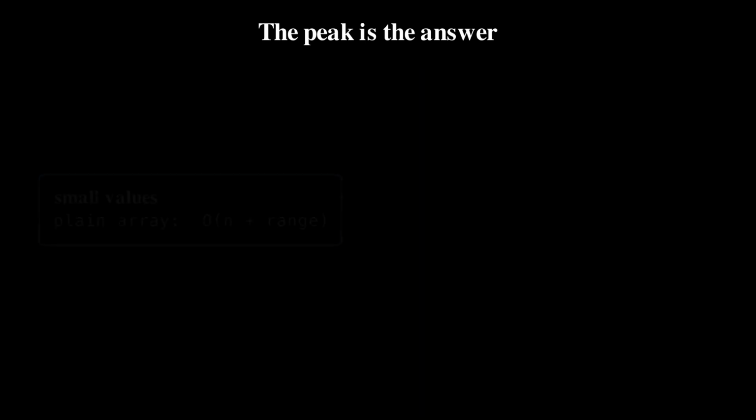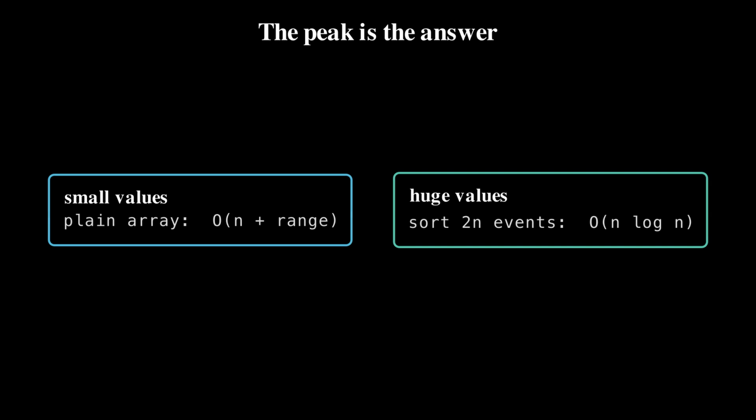On cost, if the numbers are small, use a plain array and it is order n plus the range, basically linear. If the coordinates are huge, do not allocate a giant array. Sort the 2n events and sweep, which is order n log n.